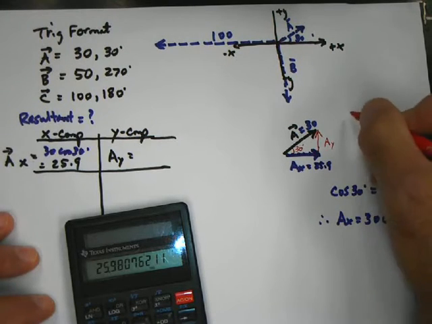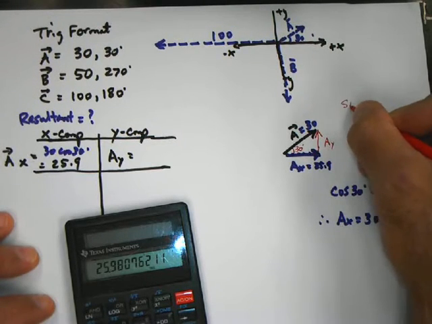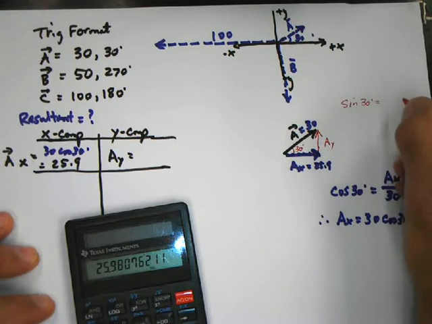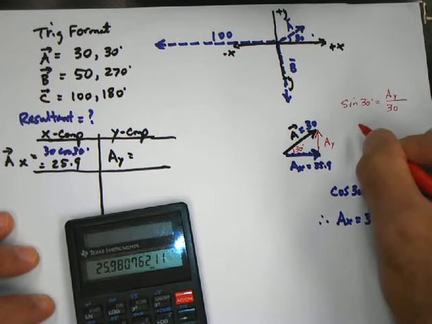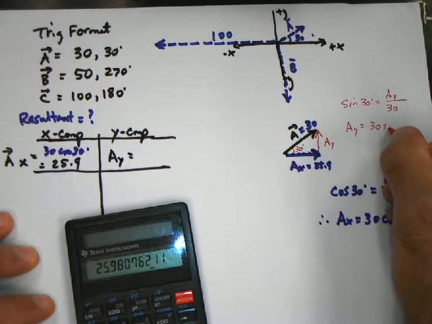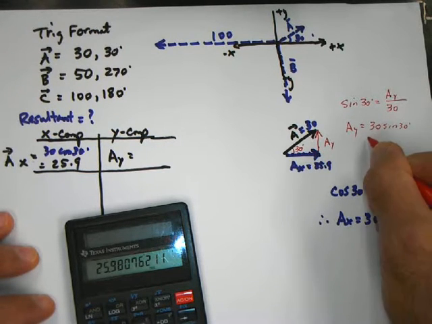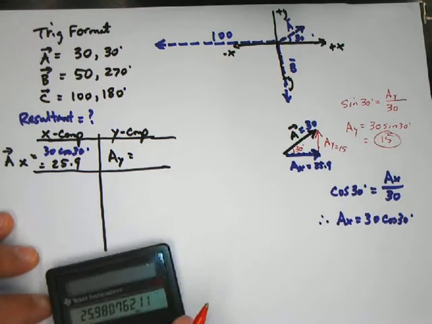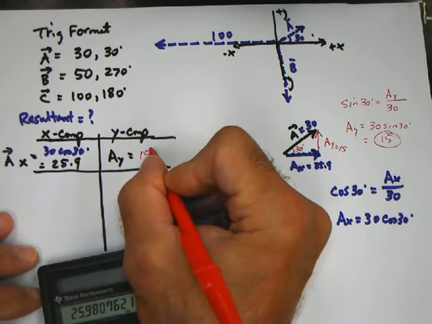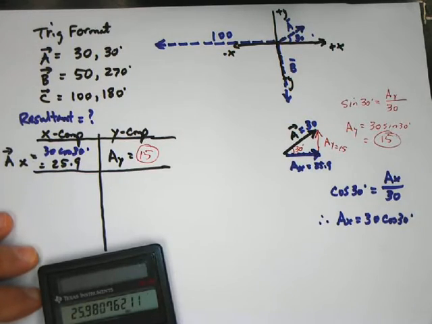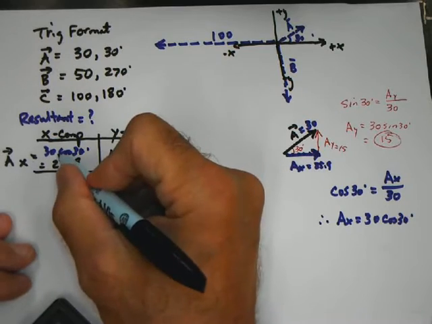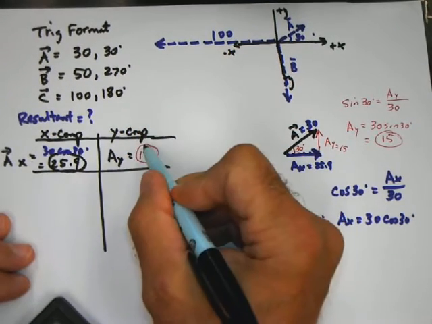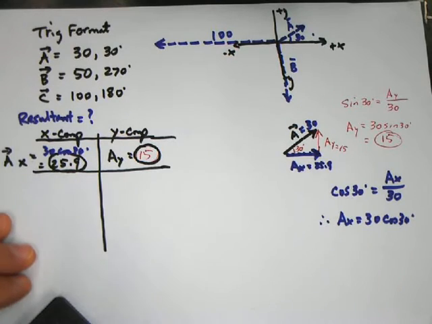Okay, remember sine. The sine is equal to the opposite side, which is A sub y, over the hypotenuse, which would be 30 meters per second. So therefore, A sub y is equal to 30 meters per second times sine 30. Sine 30 is a half, so half of 30 is 15. Okay, so this one happens to be a magnitude of 15 right here. So the magnitude of the x component for vector A is 25.9, and the magnitude of the vertical component of vector A is 15.